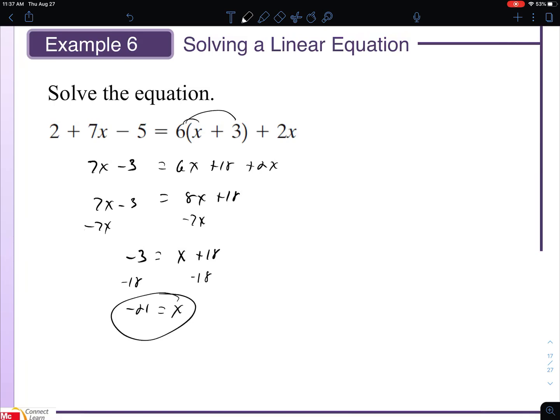And so what I'm going to do is I'm just going to check it here to make it a little bit easier for us. So if I do 7 times negative 21, I get negative 147. And I do 8 times negative 21, which is negative 168. So then if I do negative 147 minus 3 is going to be negative 150. And you can see that this is negative 150, so that one works.